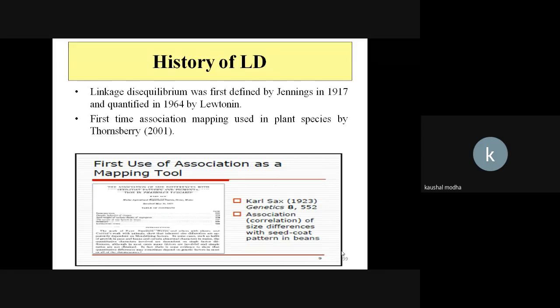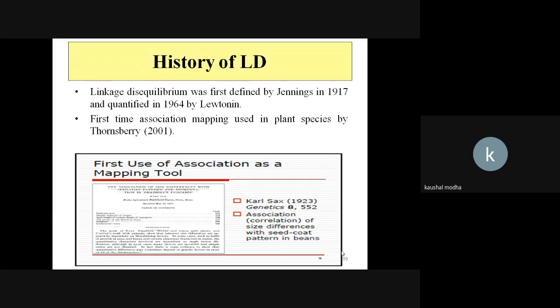Because in plants, mapping populations are possible. We can develop mapping populations by selfing, RILs, double haploid, AILs; all these populations can be developed. But in humans and animals, these mapping populations cannot be developed. So in the beginning, association mapping was more popular in human genetics and animal genetics because mapping populations could not be developed. In plants, it was easy.